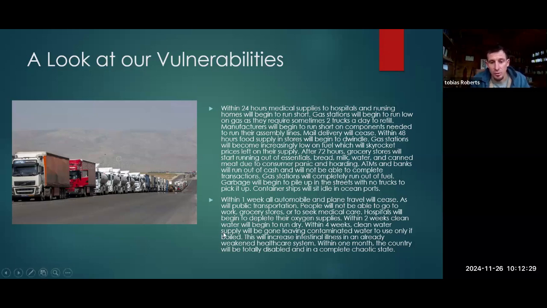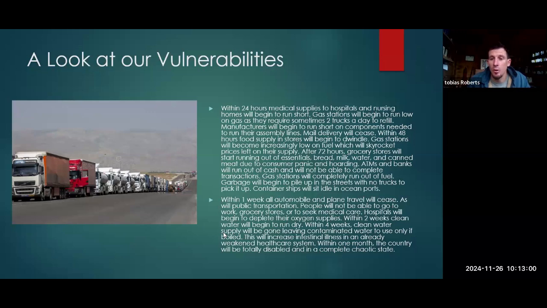This is the conclusion of a study published in a major academic journal about a year and a half ago. It said if the global trucking industry came to a halt, within 24 hours medical supplies, hospitals, and nursing homes will begin to run short. Gas stations will begin to run low on gas, as they sometimes require 2 trucks a day to refill. Manufacturers will begin to run short on components needed to run their assembly lines. Mail delivery will cease. Within 48 hours, food supply in stores will begin to dwindle.